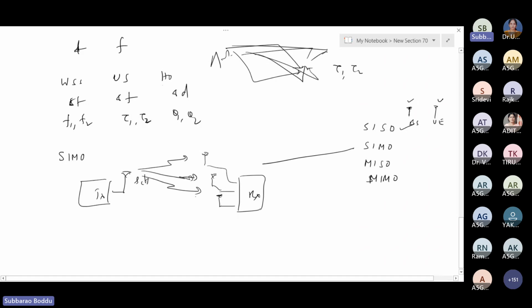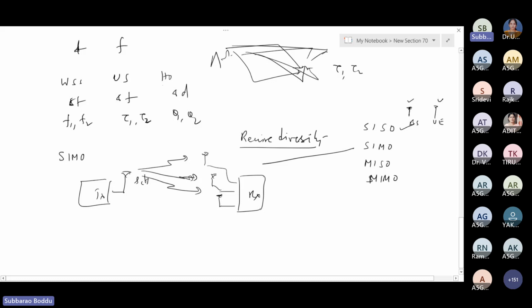What do you mean by this? Different copies of the same signal are achieved here. My signal is S of t, and there are different copies of the same signal. That's why we say this is a receive diversity system. SIMO brings receive diversity.